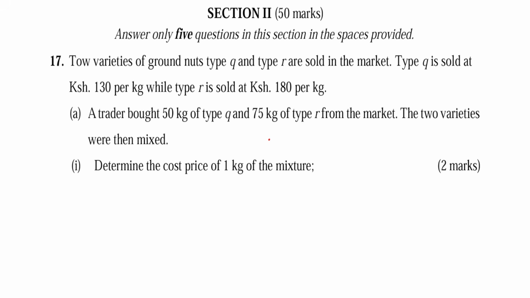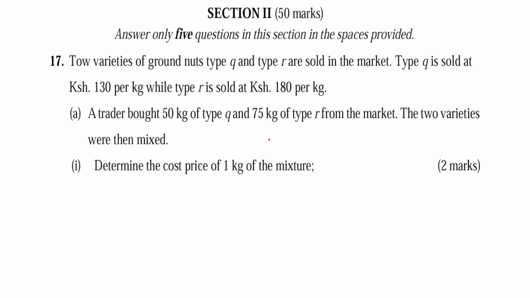Question 17. Two varieties of groundnuts, type Q and type R, are sold in the market. Type Q is sold at 130 shillings per kg, while type R is sold at 180 shillings per kg. A trader bought 50 kg of type Q and 75 kg of type R from the market. The two varieties were then mixed, and Roman 1: determine the cost price of 1 kg of the mixture. So yeah, very simple question with a simple answer.